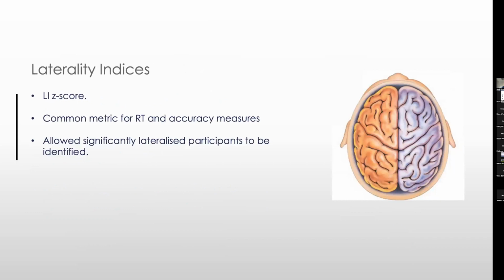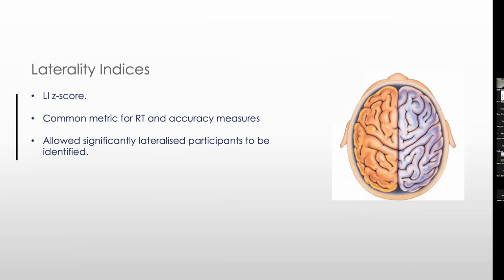So before I go any further, I just want to touch on how laterality was quantified for each task. So we used a standardized LI, which was calculated by computing a Z-score that represented a comparison between left and right-sided responses for each participant on each task. And I'll refer to this as an LI Z-score. And this LI Z-score provided us with a common metric for reaction time and count measures. And it also allowed us to identify significantly lateralized participants on each task.